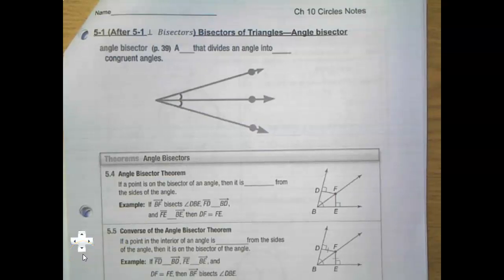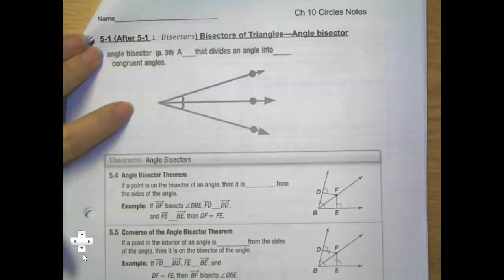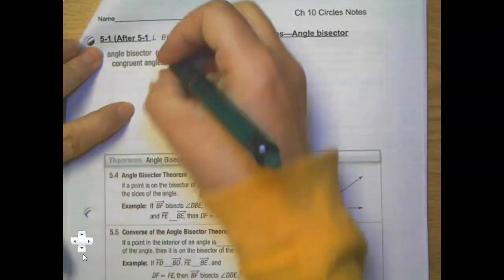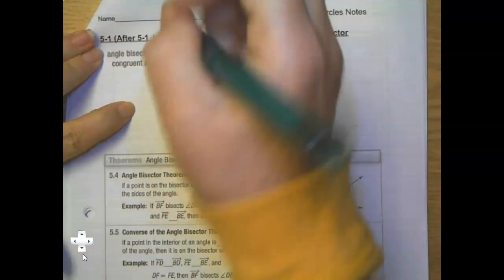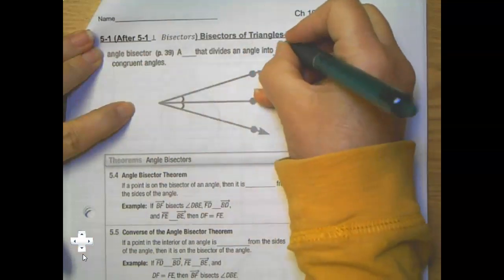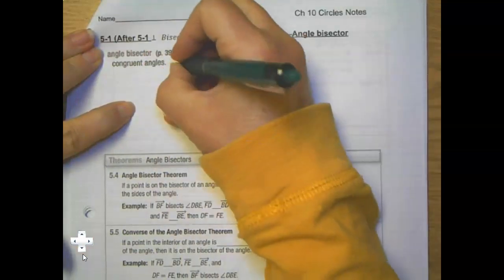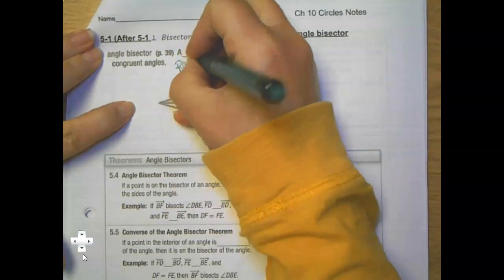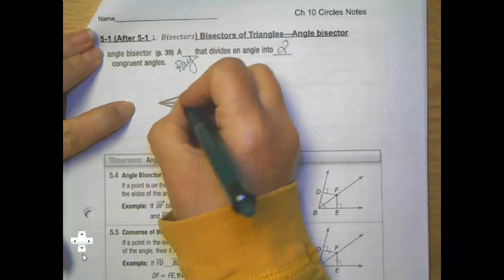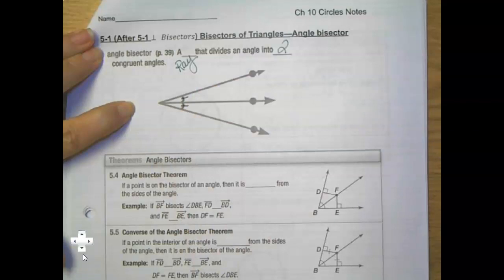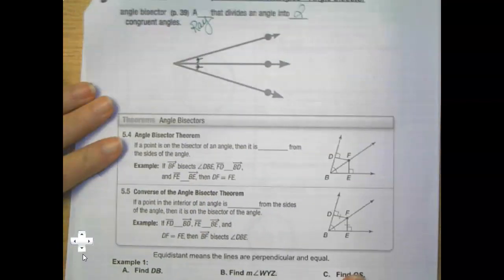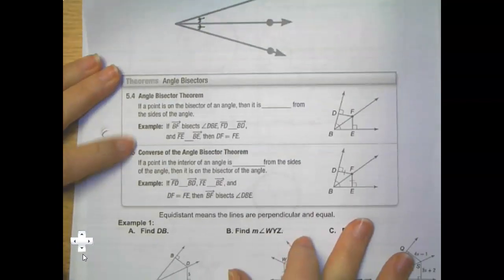Okay, so yesterday we did side bisectors. Today we're doing angle bisectors. So a ray that divides an angle into two congruent angles. So a ray. All right, so what they're saying, these two are going to be congruent. So same thing, so angle bisectors.